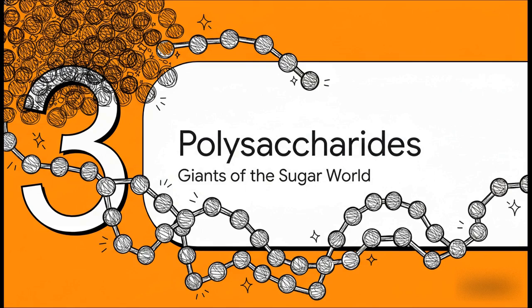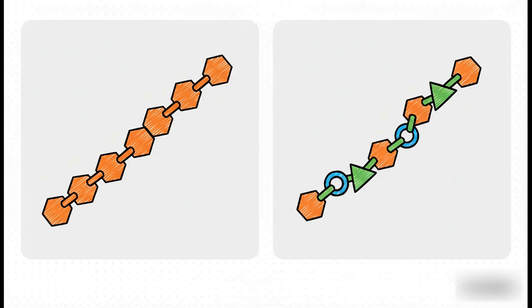If disaccharides are pairs, then polysaccharides are entire communities. These are the true heavyweights of the sugar world, polymers made of hundreds, sometimes even thousands of monosaccharides all chained together. We can basically split these giants into 2 main camps. On one side, you have homopolysaccharides. These are pretty straightforward. They're built from just one type of monomer, repeated over and over again. Think of a long chain made of only one kind of link. Starch and cellulose are perfect examples. On the other side, you've got heteropolysaccharides, which are made from 2 or more different monomers, creating much more complex patterns.